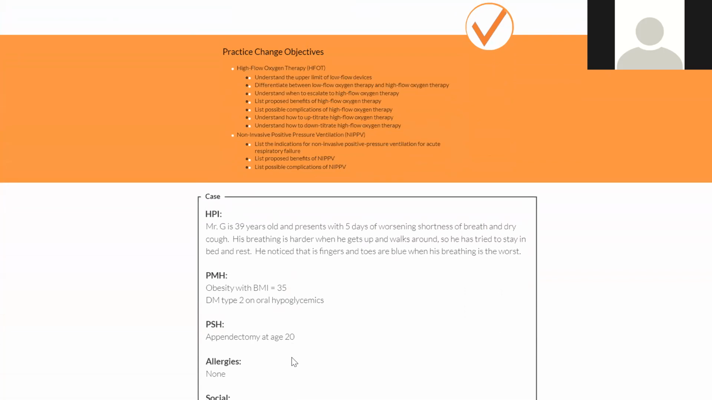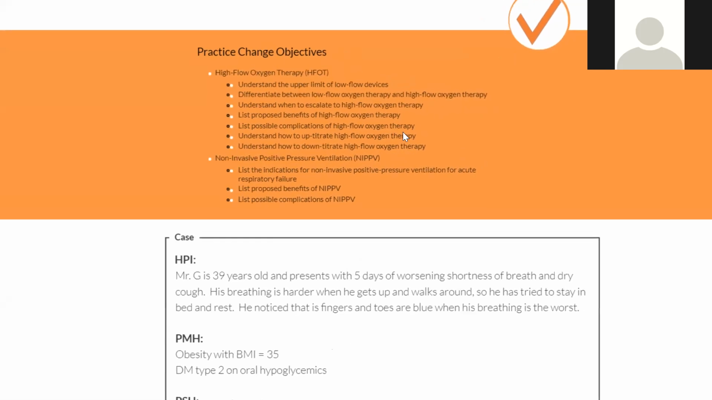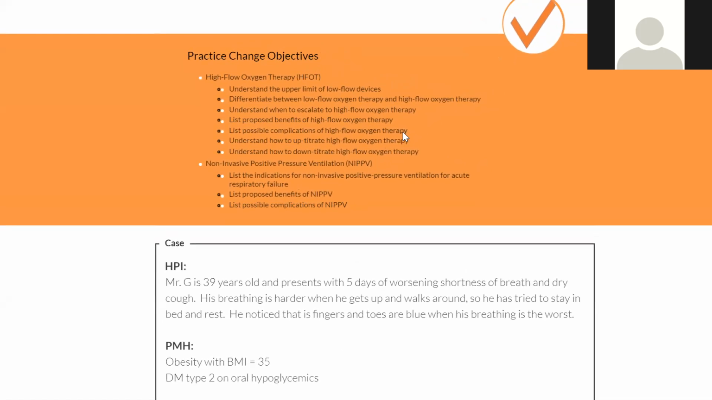So as Alana said, today we're going to talk about high flow nasal cannula and non-invasive ventilation. The objectives for today: we need to be able to understand the upper limit of low flow devices, to differentiate between low flow oxygen therapy and high flow oxygen therapy, to understand when to escalate to high flow oxygen therapy, to list proposed benefits of high flow oxygen therapy, to list possible complications, and understand how to titrate high flow oxygen therapy. And lastly, we need to be able to understand how to decrease high flow oxygen therapy.